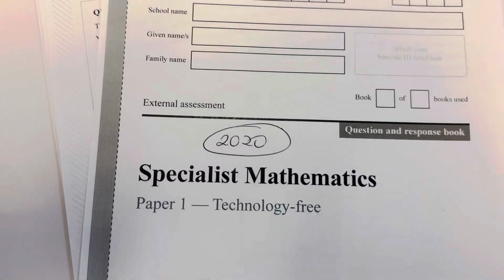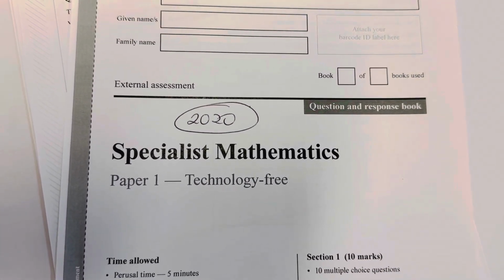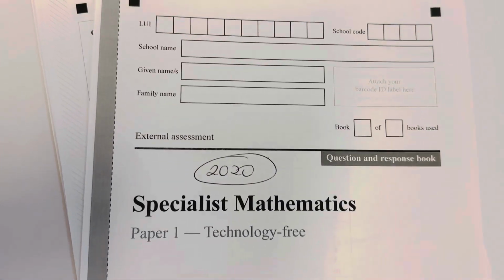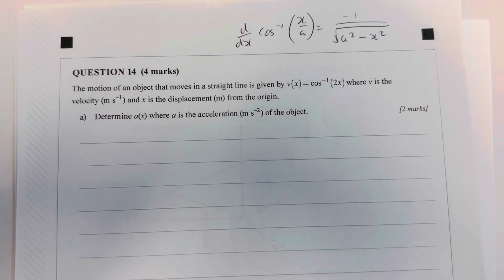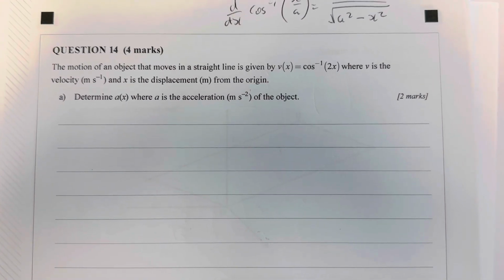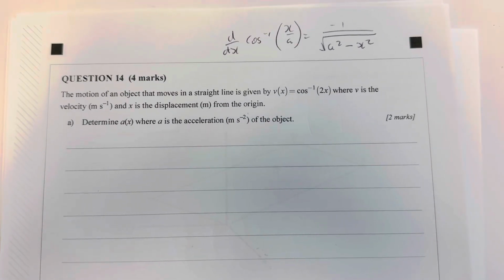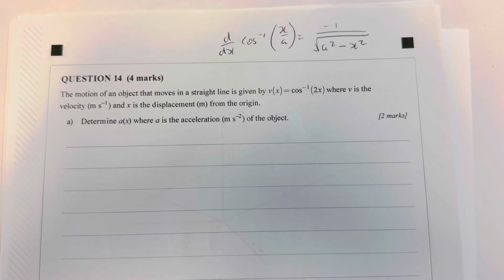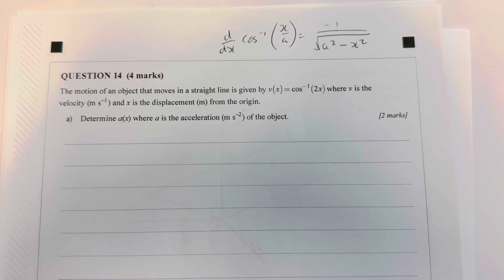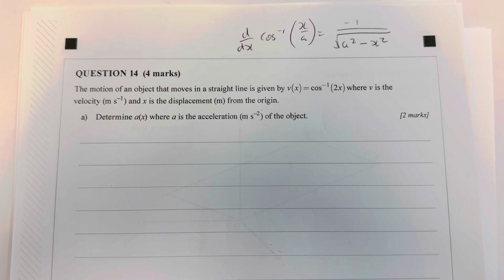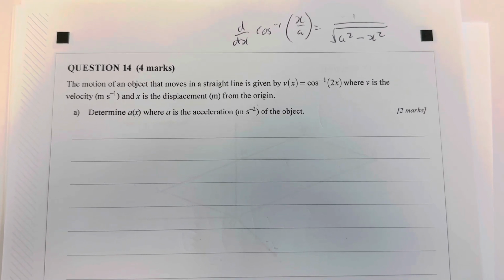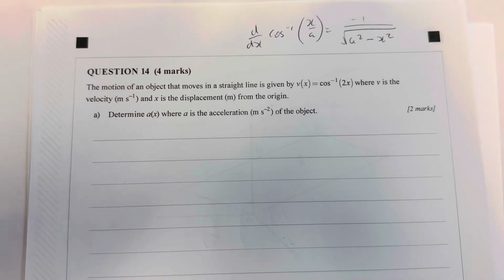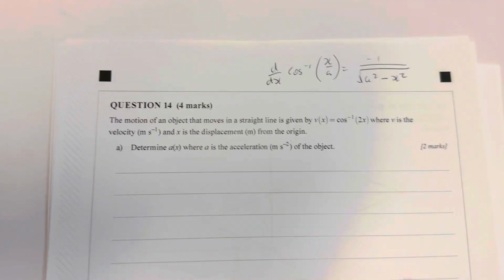Okay, we're doing the Specialist Maths paper, External Paper 1, Tech 3 from 2020. I'm going to do question 14. Now, the motion of an object that moves in a straight line is given by v(x) equals cos to the negative 1 of 2x, where v is the velocity in meters per second and x is the displacement from the origin. Determine a, where a is the acceleration of the object.